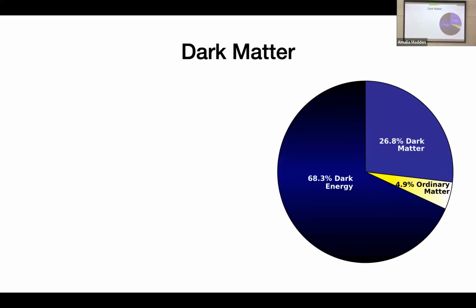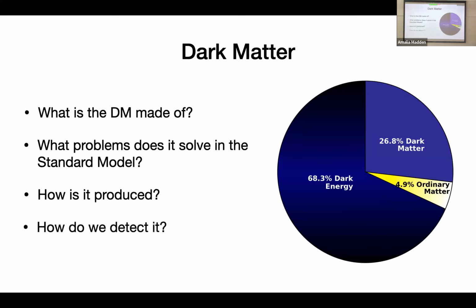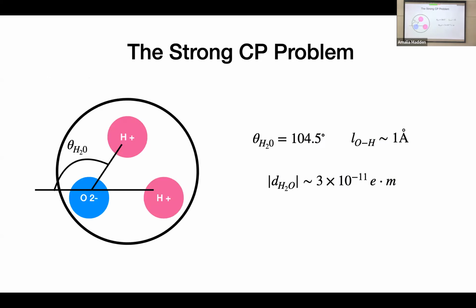One of our main pieces of motivation here is dark matter, which I'm sure you all know a lot about. You want to ask yourself, what is this dark matter made out of? What problems does it solve in the standard model? How do you produce the dark matter, and how do we detect the dark matter? The dark matter candidate that's going to interest us today is the QCD axion. I want to show you a cute classical picture of how the strong CP problem works. I learned about this from Anson Hook at Maryland.